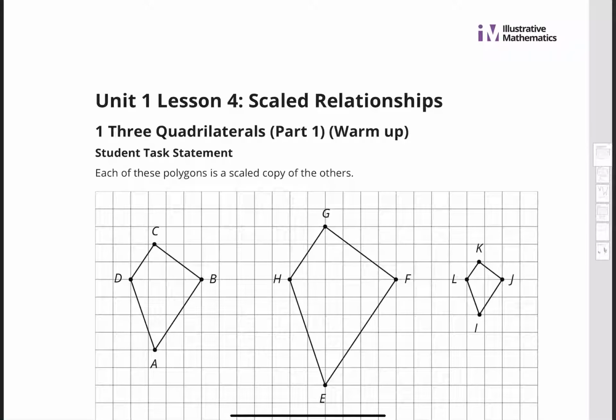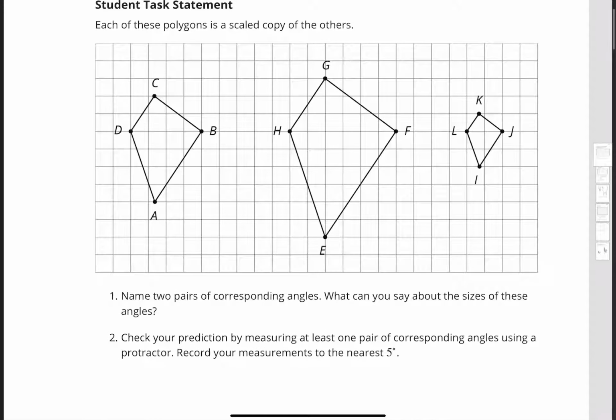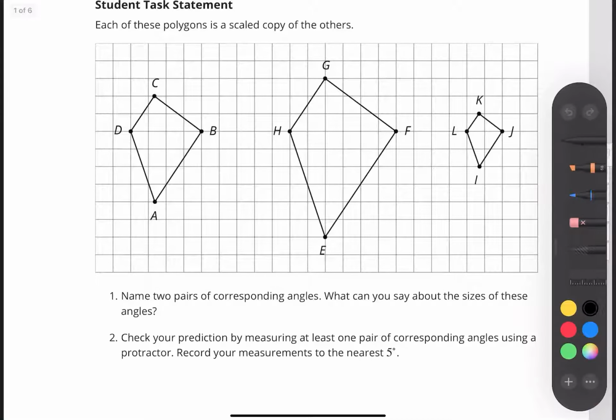Okay, so we're going to skip part 1 of the warm-up because this requires a protractor, but I'll briefly explain to you guys what it's asking you to do or what it's trying to point out to you, okay? It says each of these polygons is a scale copy of the others. So when I look at these polygons, it said name 2 corresponding angles and what could you say about the sizes of them? So what I'm going to do is I'm going to trace these angles for you.